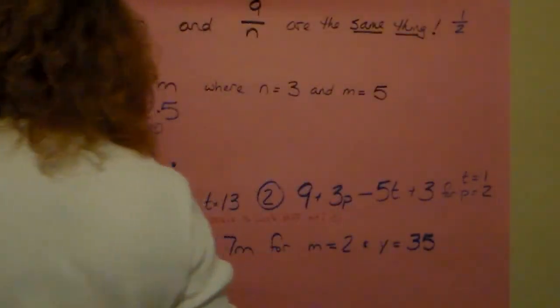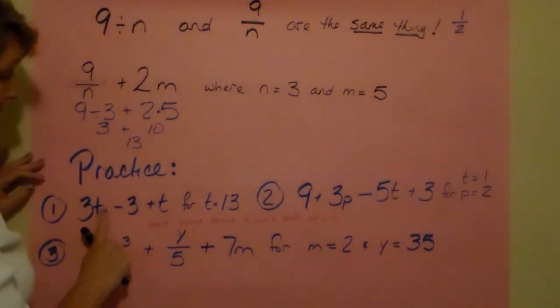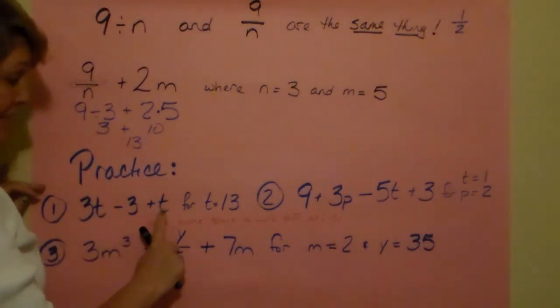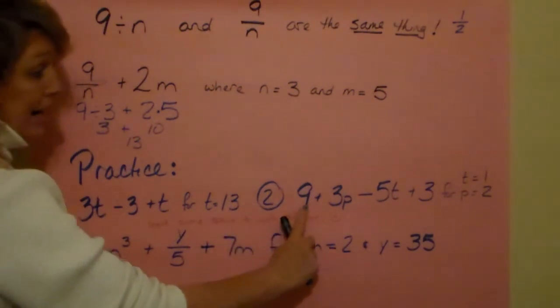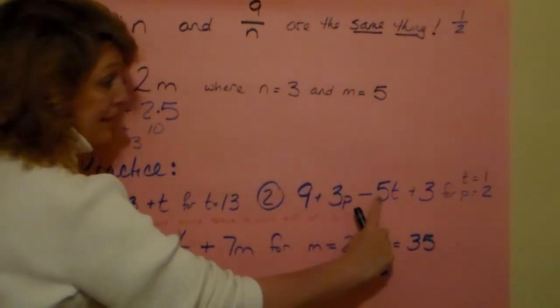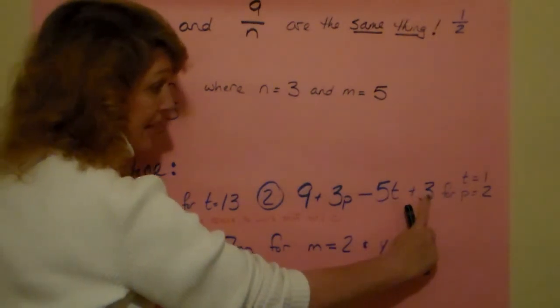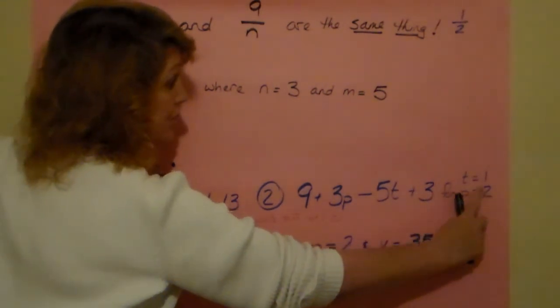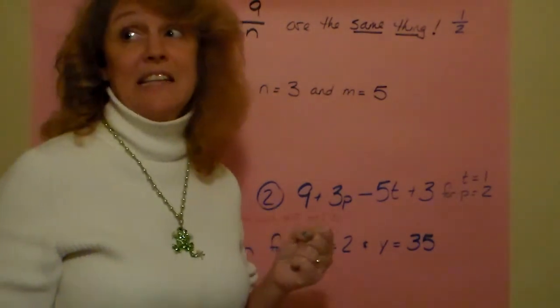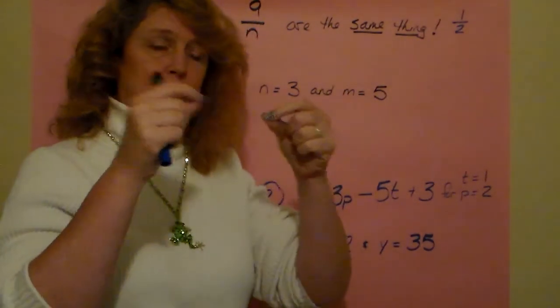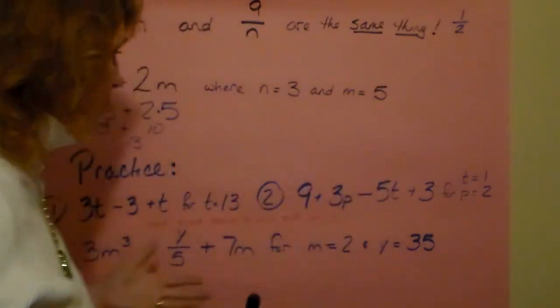So we've got 3 times t divided by 3 plus t for t equals 13. 9 plus 3p minus 5t plus 3 for p equals 2 and t equals 1. I don't know about you, but I like this stuff. I think this is interesting. It's like putting all the puzzle pieces together and having them just all magically work out.